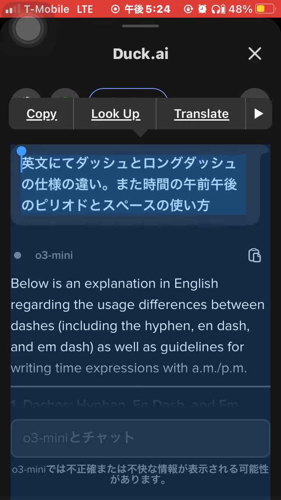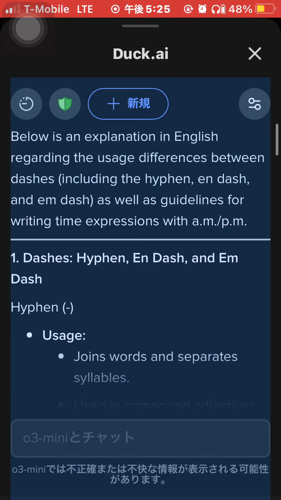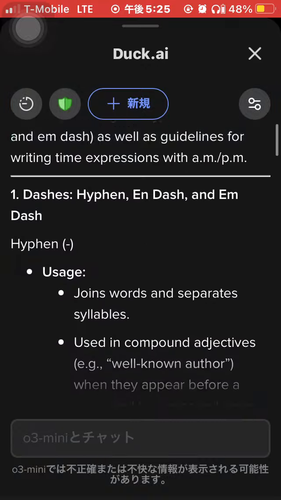英文にてダッシュとロングダッシュの使用の違い、また時間の午前午後のピリオドとスペースの使い方。 O3 Mini. Below is an explanation in English regarding the usage differences between dashes, including the hyphen, en dash, and em dash, as well as guidelines for writing time expressions with a.m. and p.m. 1. Dashes: hyphen, en dash, and em dash. Hyphen.